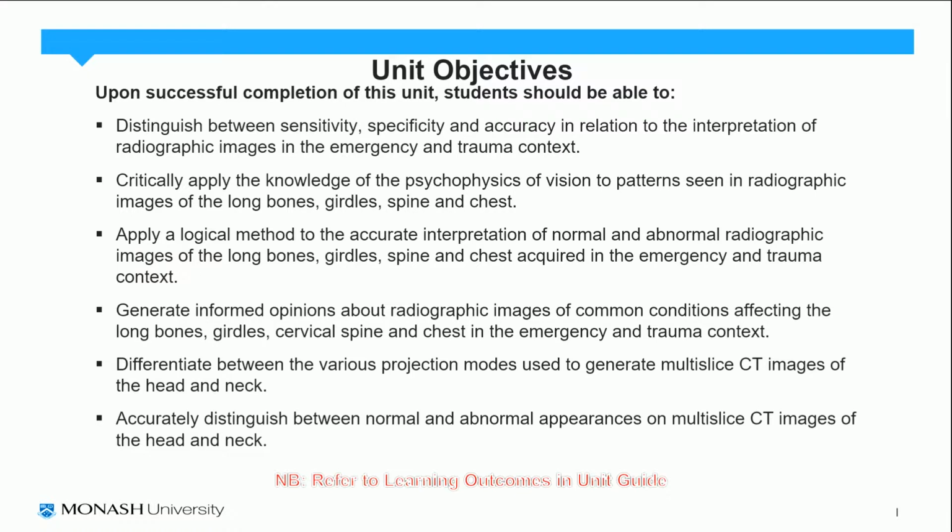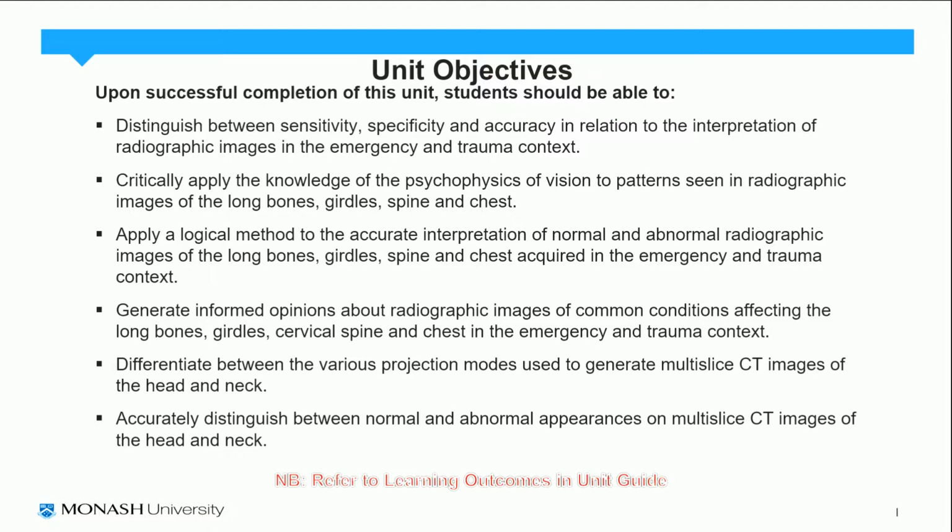The two themes that we're covering in this unit are related to plain radiographic images as well as CT. And we hope that at the end of this unit you will be able to determine how sensitive you are in identifying abnormalities, and then also your specificity, which is identifying the normals, as well as the accuracy in relation to the images that you are interpreting.